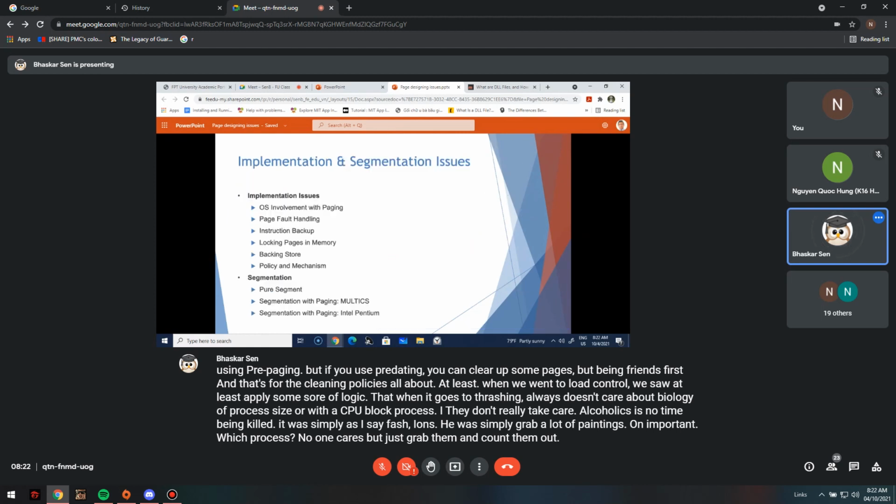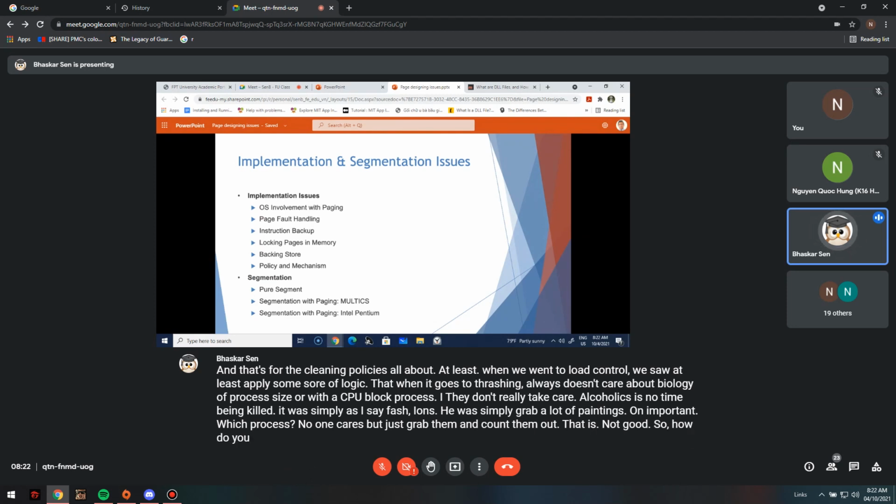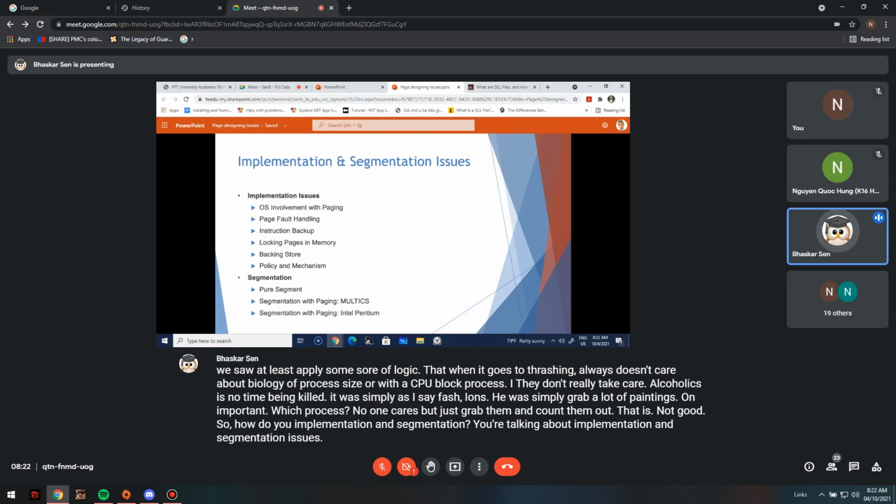That is not good. So how about the implementation and segmentation issues? They're talking about implementation and segmentation issues, and this is another part that we are going to step in.